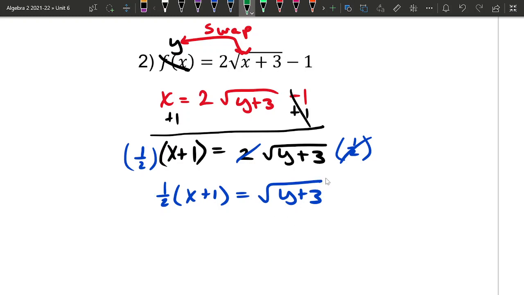And then I want to get rid of the square root, so I'm going to square it. So I need to square everything over here. This is a little tricky. It's a place to make a mistake. I'm not just squaring x plus 1. I'm squaring all of it. When you square a fraction, you square the top and square the bottom. So 1 squared is 1, 2 squared is 4. So this is 1/4. And then (x plus 1) squared, I'm just writing like that.